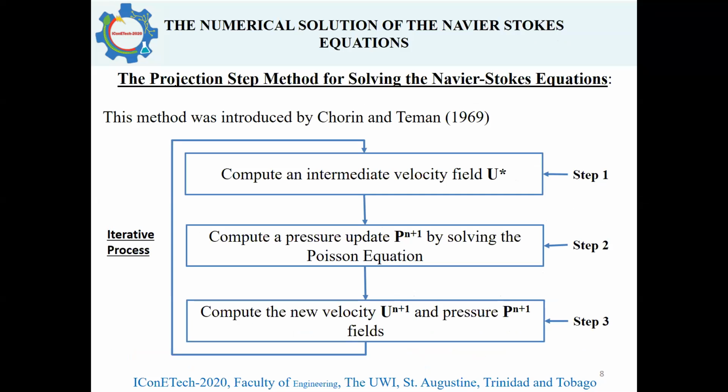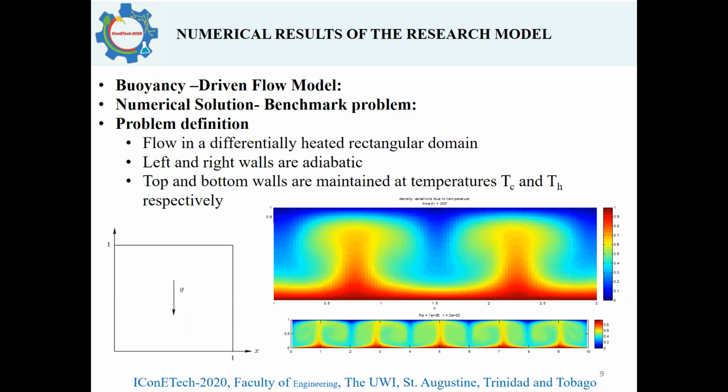I follow the projection step method done by Chorin and Temam in 1969, and I've used that method to guide the numerical modeling approach using MATLAB. It is made up of three major steps. I compute an intermediate velocity field, then compute the pressure and update it in each time step using the Poisson equation, and then I get a new velocity field. These three steps are iterative and allow me to view the velocity field of the oil underwater, which is treated as a mass.